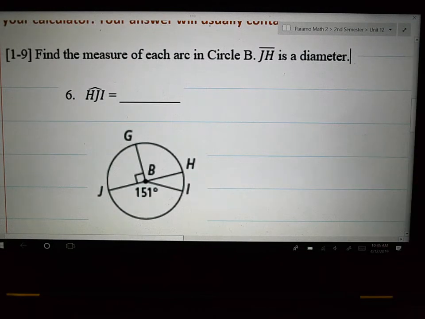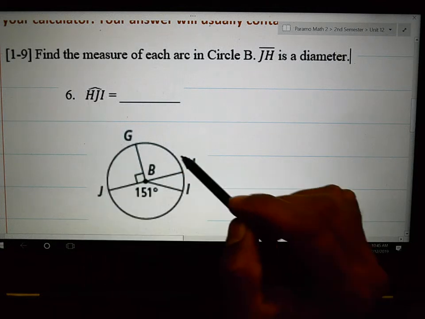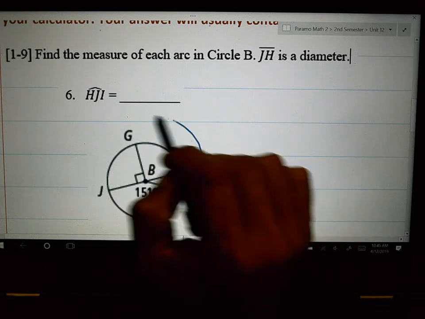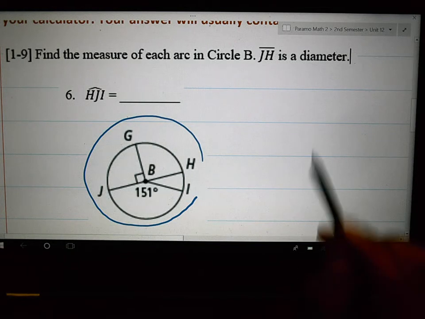This is number 6. I think I have 5 examples picked out for you. Let's see. H, J, I, and there's a little hat. That means we're looking for the arc. H, then J, then I. We're going this way. We're finding this. How many degrees is it? They gave us a 151.